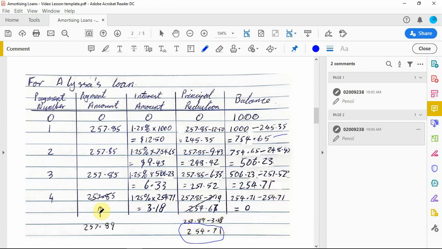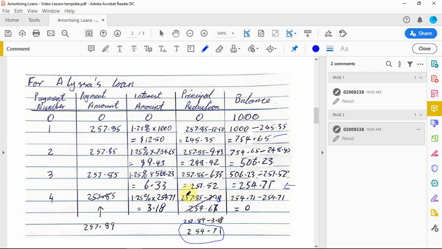All right, so that it's gone completely. So we're paying $257.85 normally. So rather than working it out, I'm going to need to work my interest out on my previous month. So 1.25% of the $254.71. And that's 318, or 319 should be, really, I think. Or 18, no, it's 18, sorry. No, there should be an 8.